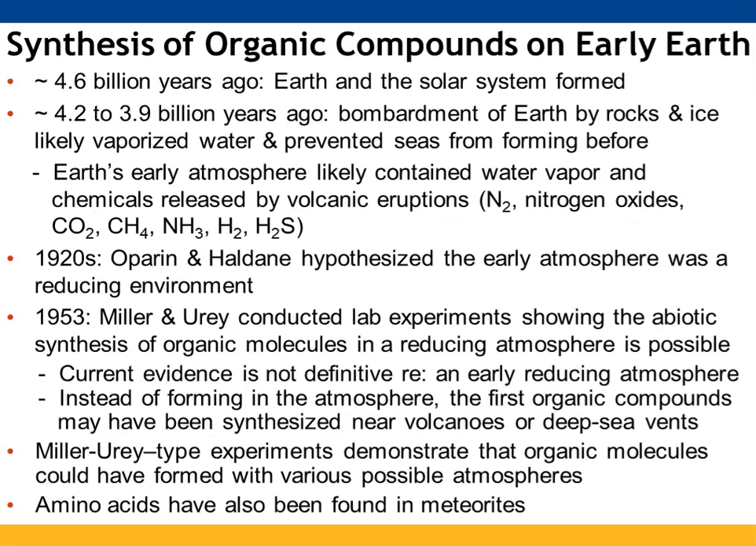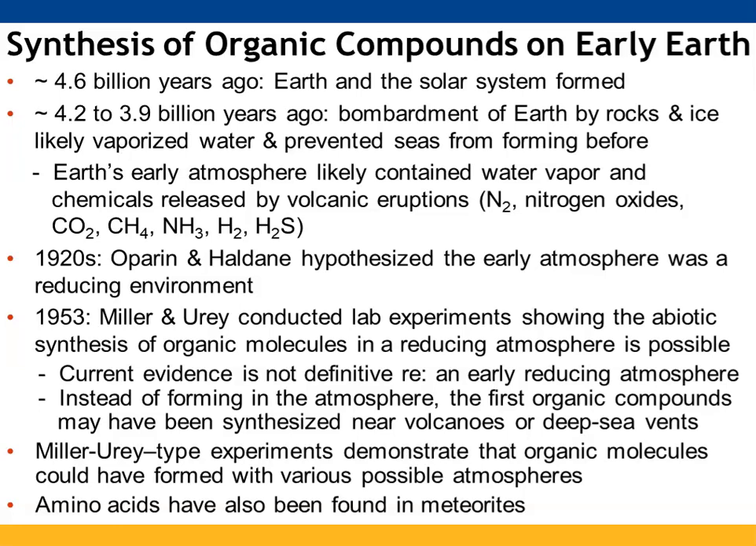So dating back, organic compound synthesis on early Earth, just to give us some context: 4.6 billion years ago, Earth and the solar system were formed. Between 3.9 and 4.2 billion years ago, the Earth was bombarded by rocks and ice that likely vaporized water and prevented seas from forming beforehand. Earth's early atmosphere most likely contained water vapor and other chemicals released from volcanic eruptions, such as gases like nitrogen, nitrogen oxides, carbon dioxide, methane, ammonia, hydrogen, and hydrogen sulfide.